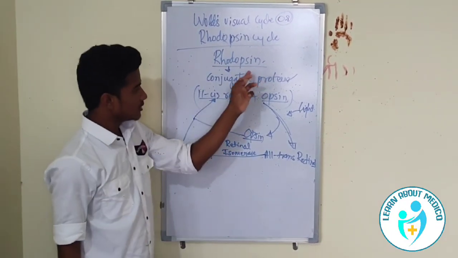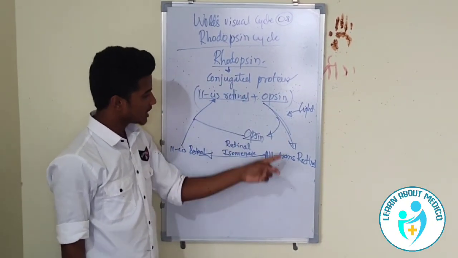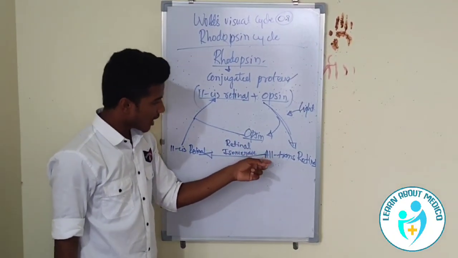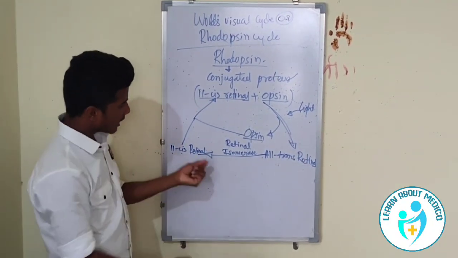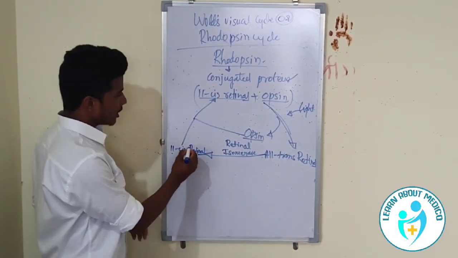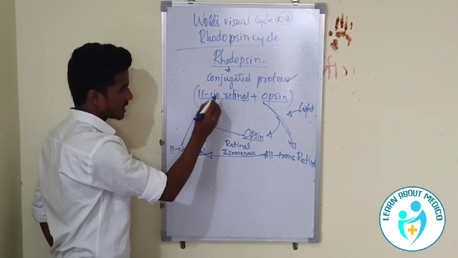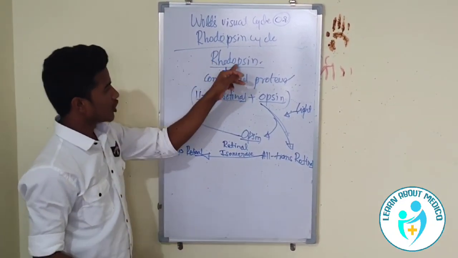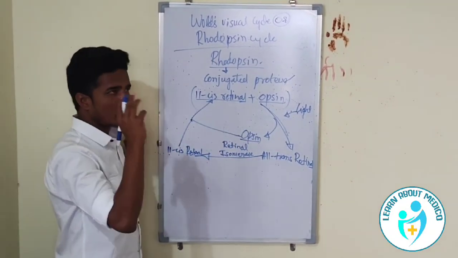Once light enters our retina, rhodopsin is converted into all-trans retinal by releasing opsin. Immediately the all-trans retinal is converted into 11-cis retinal with the help of the enzyme retinal isomerase. This 11-cis retinal again combines with opsin and gives rhodopsin, the combined form. And this is the mechanism of vision.